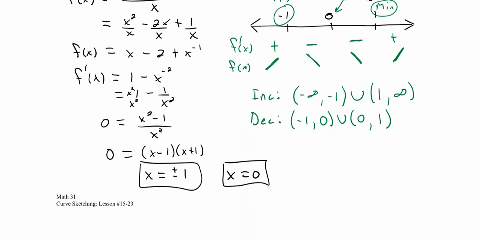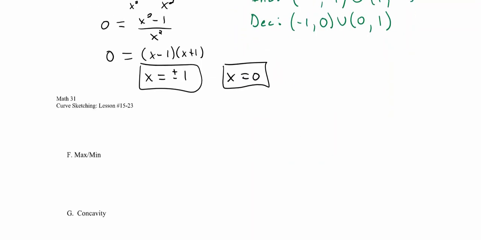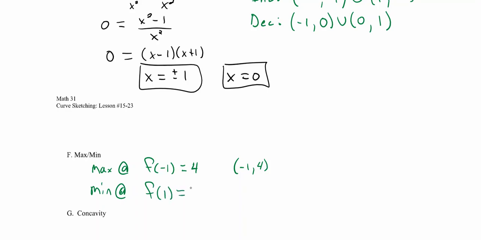So, all right. We're going to have a max at, and I'm going to put in f of -1, just the original function, which is equal to 4. So that point would be the point -1, 4. Okay, and you're going to have a min at f of 1, which is equal to 0. So at the point 1, 0.